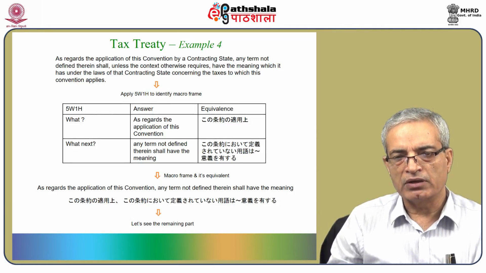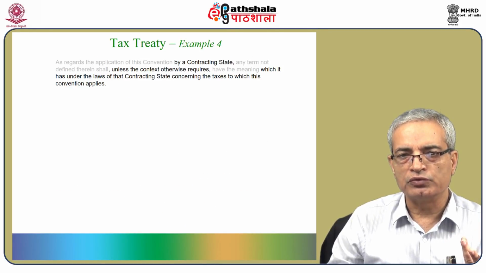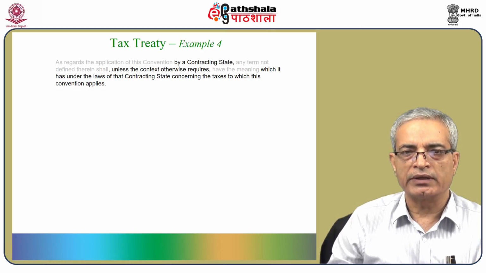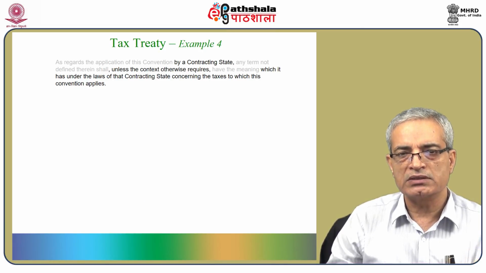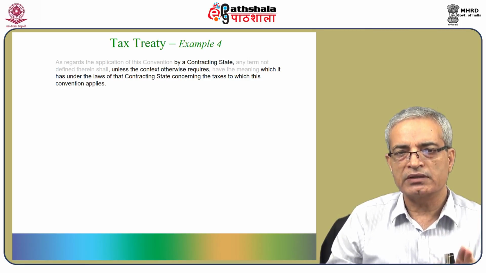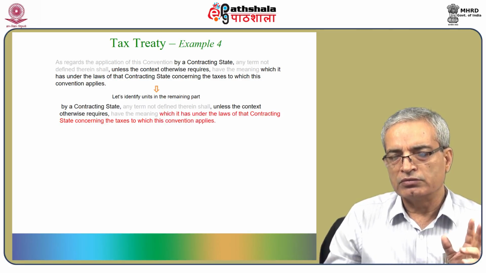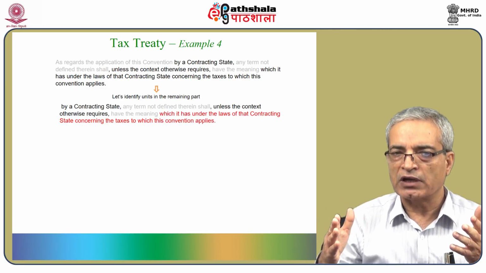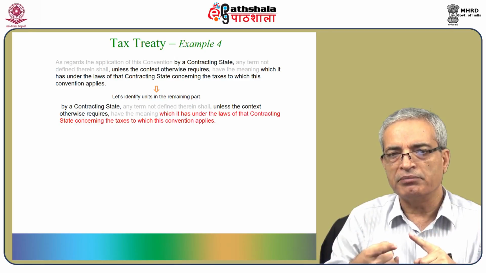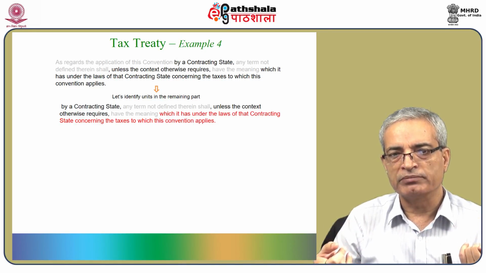Let's see the remaining part now. The remaining part was, there were few parts actually. So by a contracting state was missed out, unless the context otherwise requires is missed out, which it has under the laws of that contracting state concerning the taxes to which this convention applies. If you are finding it still difficult, I suggest look at by a contracting state. This is fine. By me, by him, almost same.